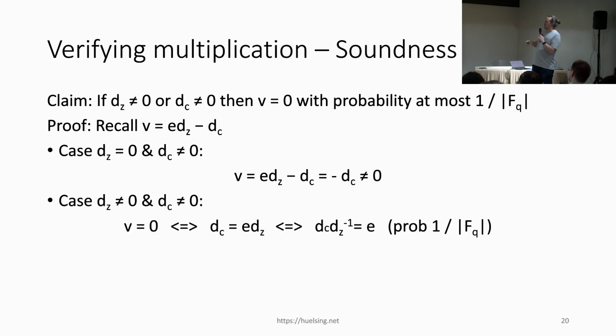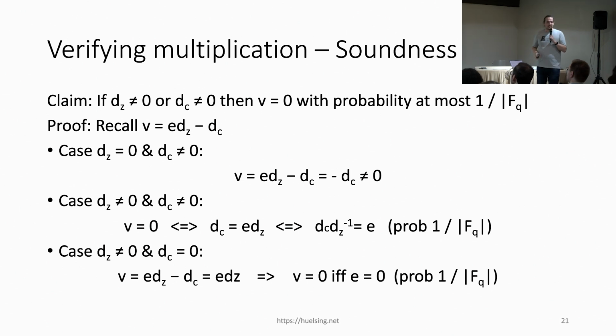If you look at the case where both are non-zero, if v is 0, then we know that dc is e times dz. It's just rewriting this thing. So this means that dc times dz to the minus 1 has to be e. This is a fixed value, so this event occurs with exactly probability 1 over the size of the field from which I'm picking. Right? Are some people nodding? This is important because the same reasoning will happen in the next line again.